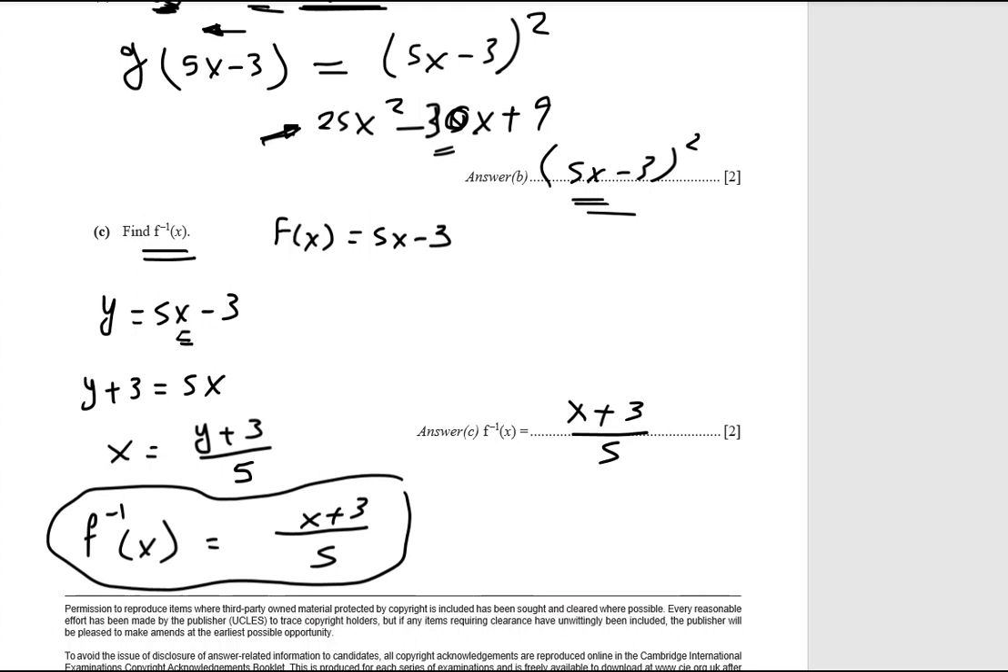What we do again here: we write f of x as y, and we find x. When you find x, this is the inverse now. Replace every y with x again, so you will find the value of the inverse of the function.